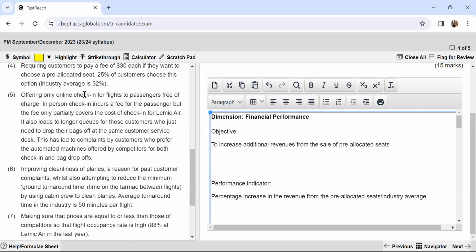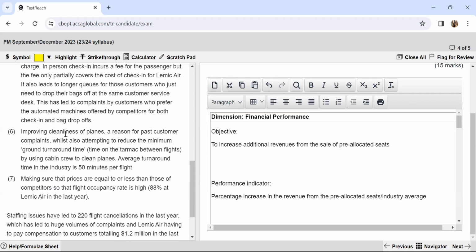Offering only online check-in for flights to passengers free of charge. In-person check-in incurs a fee on the passenger, but the fee only partially covers the cost of check-in for Lemic Air. So what we're charging the customer does not really meet the cost that we are actually incurring for that check-in. So let's read further. It also leads to longer queues for those customers who just need to drop their bags off at the same customer service desk. This has led to complaints by customers who prefer the automated machines offered by competitors for both check-in and bag drop-offs.